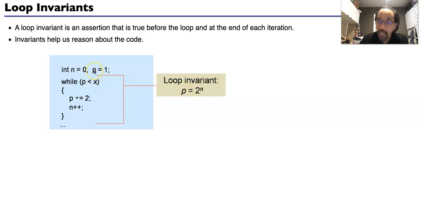So at the very beginning of the code, before we even get into the loop, n is 0, and p has the value of 2 to the 0, i.e. 1. And every time we execute this, we're multiplying p by 2 and incrementing n by 1. So at the very bottom right here, this is always a true statement. By understanding the loop invariant of your loop, it will actually help you understand what the code is doing. So it's important to understand what that loop invariant is when you're reading code.